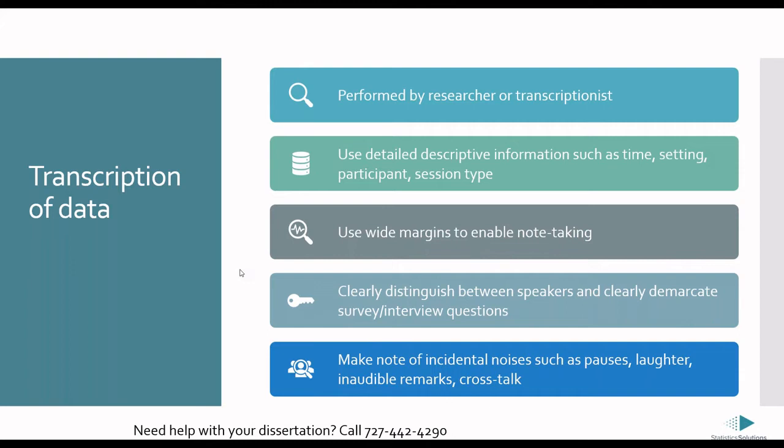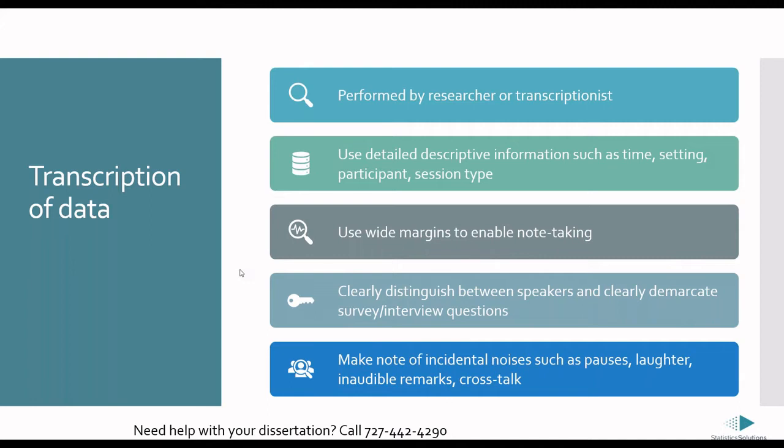But we have to get from the qualitative data that often are recorded on some recording device to paper, okay? In the transcripts, it's helpful to include information like the time and the setting, the date, who the participant was, what kind of session was it? Was it an interview? Was it a focus group? Because this provides context for your data. So anything that allows for this richer description, richer analysis is really helpful.